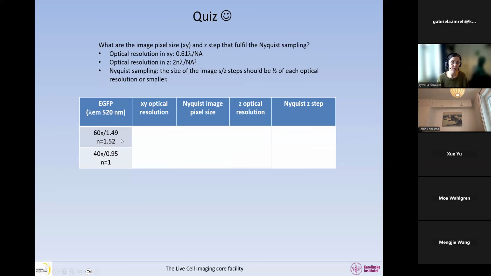So I would like you to tell me, for a 60x objective with numerical aperture 1.49, and this is an oil objective, so this is the refractive index of the oil, what is the XY optical resolution? You can calculate it for a 60x.